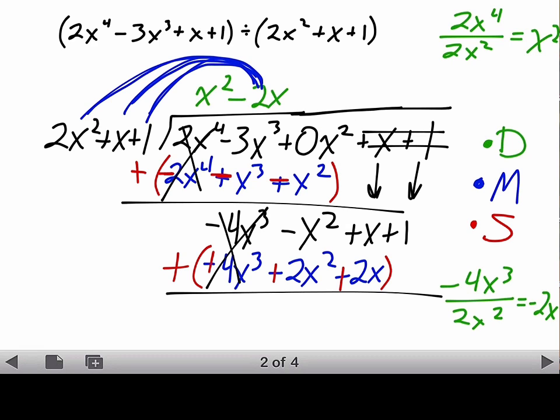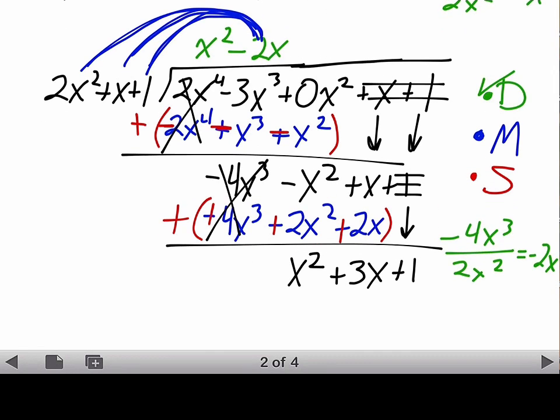Negative x squared plus 2x squared is x squared. X plus 2x is a positive 3x. And then I'm going to bring down the 1. Now it's gone. Guess what we're going to do next? Divide. When I divide, let me scroll that up just a bit. It's going to be the first term of the divisor and the first term of what's left after we subtracted. And that's going to look like x squared divided by 2x squared. The x squareds divide out. We're left with 1/2. Ew, I know.